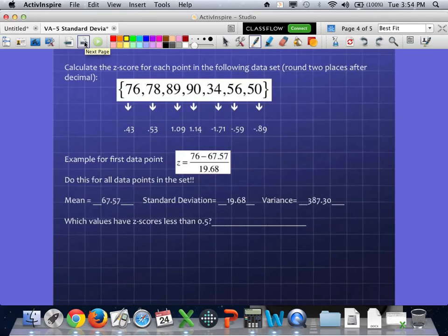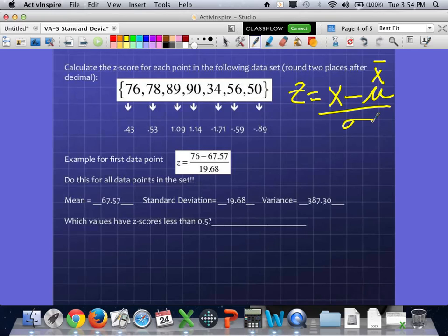Now, this one says calculate the z-score for each point in the following data set. All right, let me show you what they did. Okay, they used the formula z equals x minus mu, or x bar, same difference, divided by the standard deviation. Okay, so they want you to calculate the information.